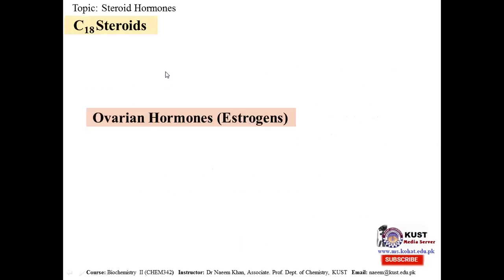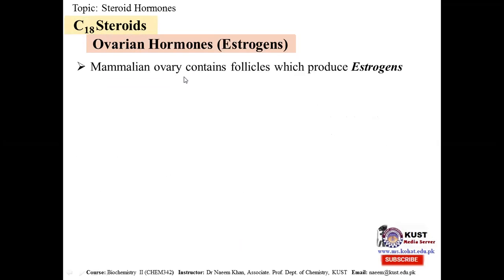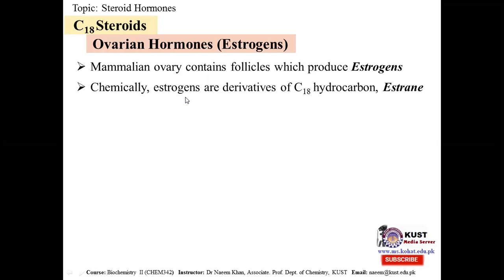C18 steroids means those steroid hormones which contain 18 carbon atoms. This subclass includes the hormones released by the ovary, and they are called estrogens. The mammalian ovary contains follicles which produce estrogen. Estrogens are the C18 hormones released by the follicles present in the mammalian ovary. Chemically, estrogens are derivatives of the C18 hydrocarbon called estrane.